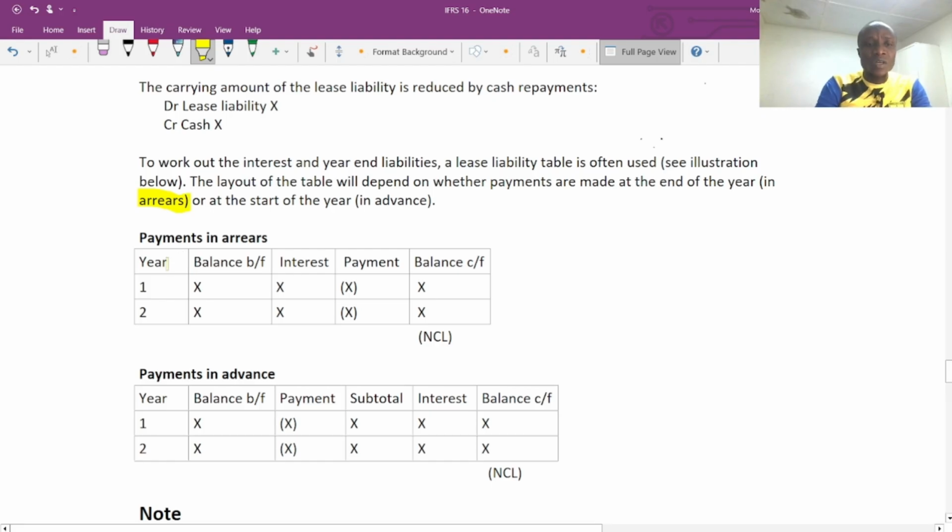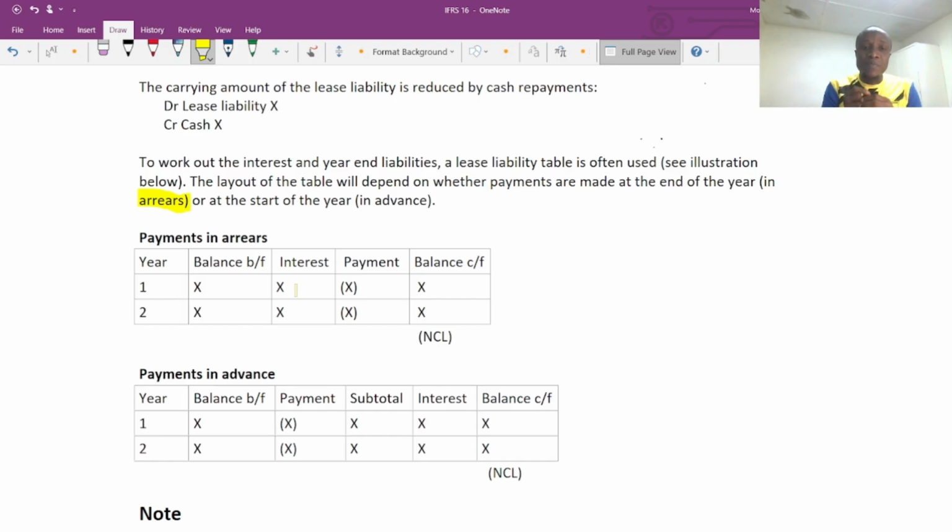Very clear. So now we are going to look at the year. This is the table, the lease liability table. We are going to look at the balance brought forward. This is the amount that we are going to debit as the lease liability. So now we are going to place it for year one. Then automatically we are going to calculate interest. We are going to increase the liability by the interest. Why are we going to calculate interest before the payment? It is because the payment will be made at the end of the year, and also the interest should increase the liability before the payment is made. Because the payment is made in arrears.